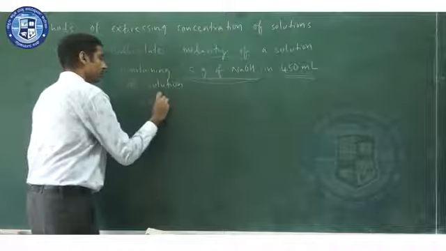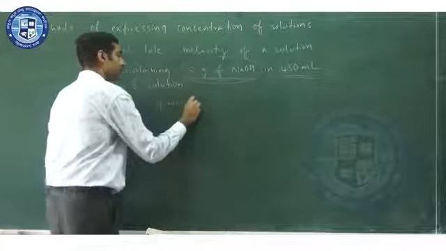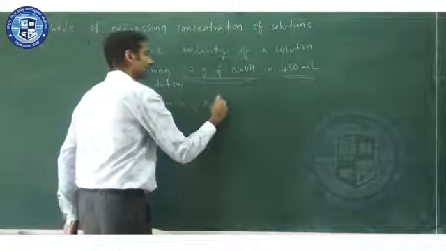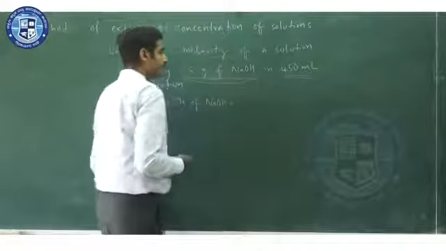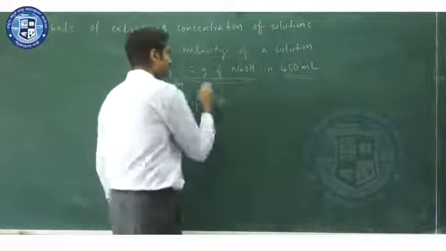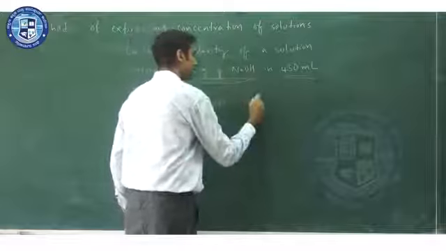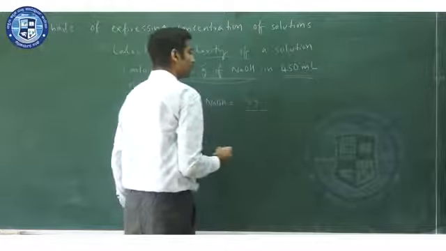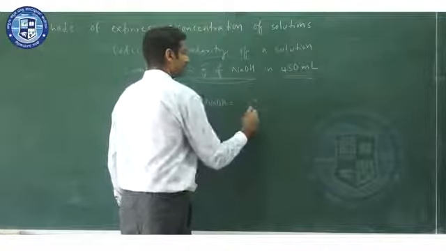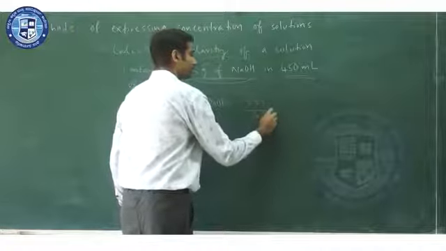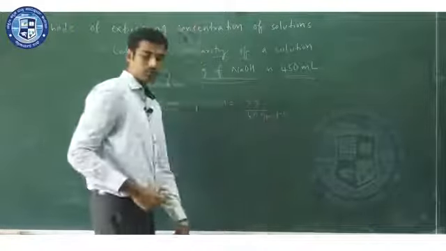Number of moles of sodium hydroxide. The number of moles of sodium hydroxide will be given by mass by molar mass. Mass is 5 gram. Molar mass of sodium hydroxide is 40 gram per mole.